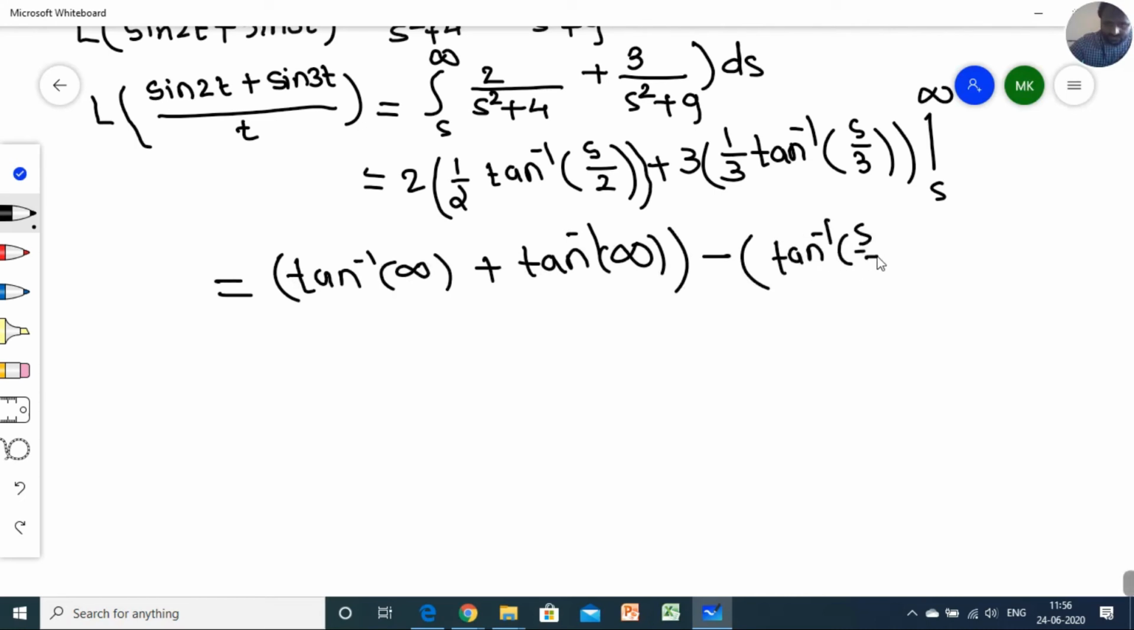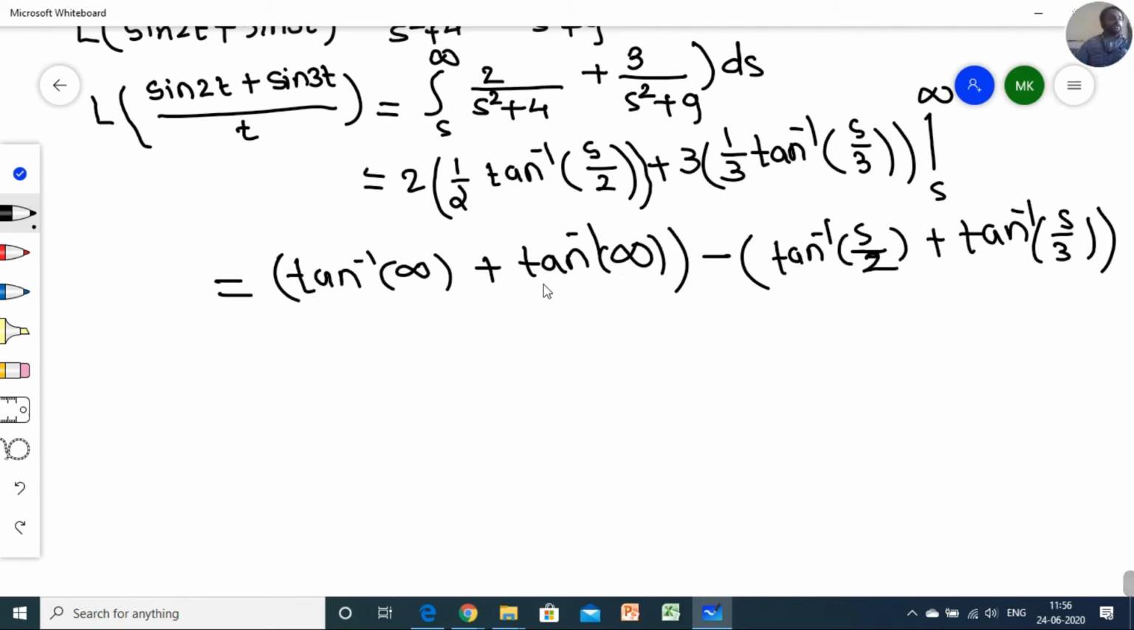So my upper limit is kept as it is, with the lower limit minus tan inverse of s by 2 plus tan inverse of s by 3. This is upper minus lower limit, so you can take 2 tan inverse infinity. And what will be the value of tan inverse infinity?